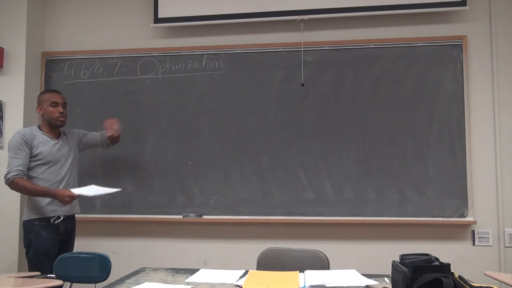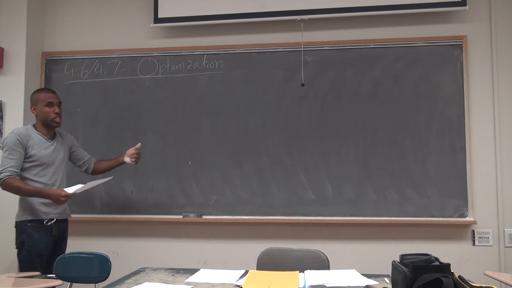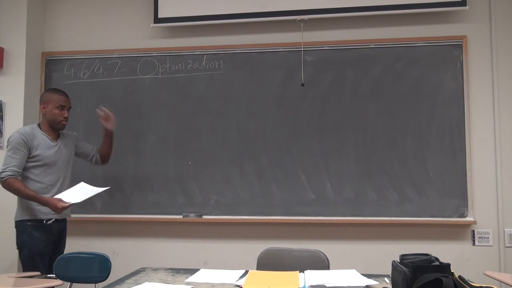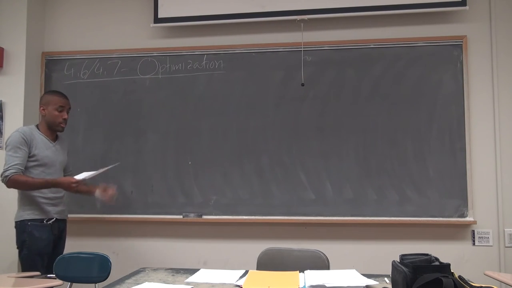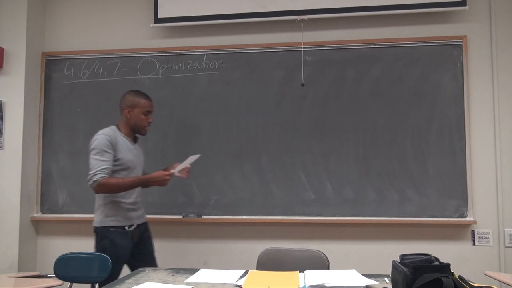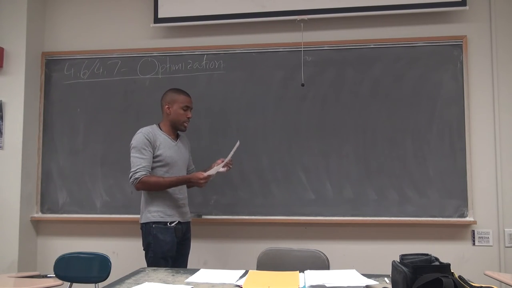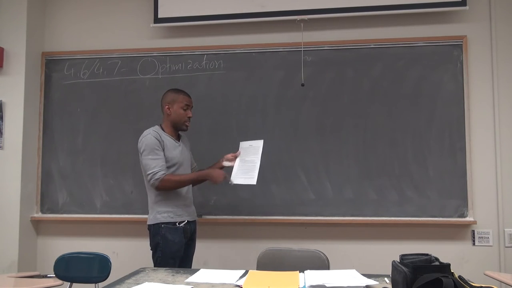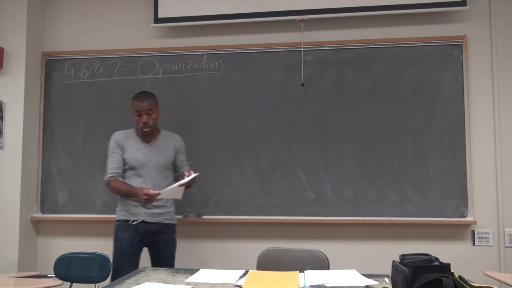And in optimization, you will be given that information. I'm going to tell you what the restrictions are, and I'm going to tell you what I want. So I'm going to say, this is what I want, this is my restriction, and you have to find the best possible case. It's very similar to related rates in that there's a sequence of steps that you always go through, and you always go through it in this order. So the order is important for the steps here.